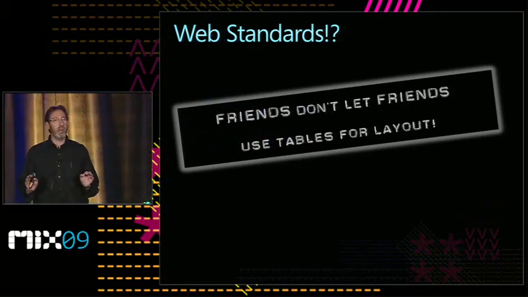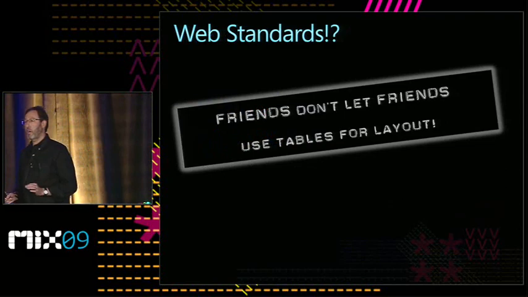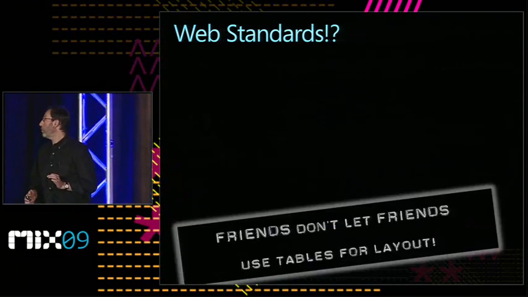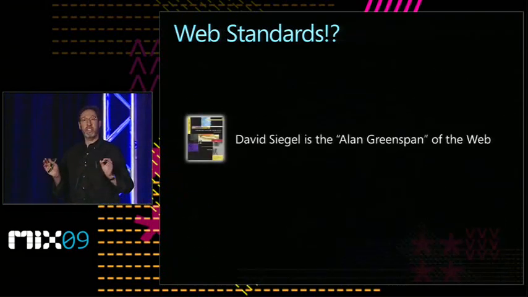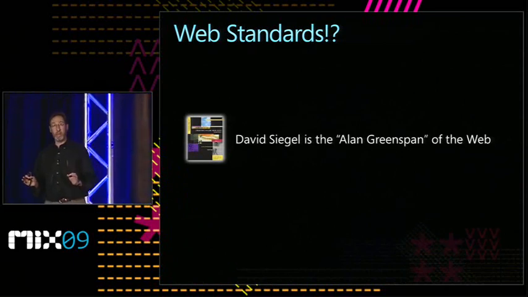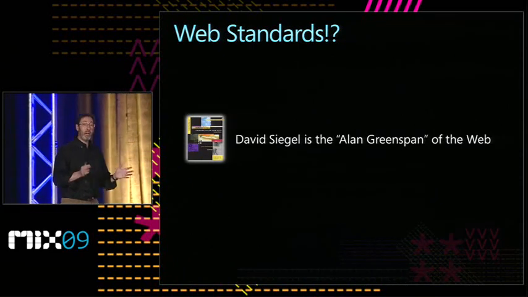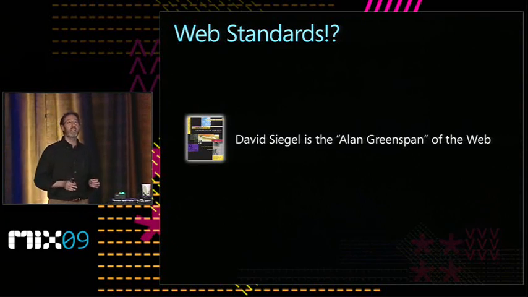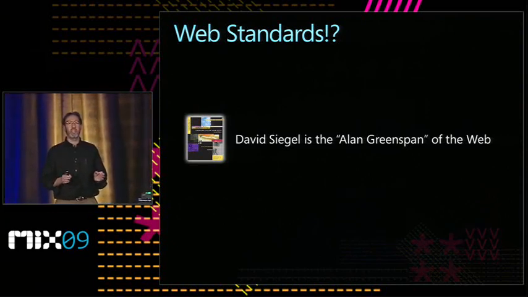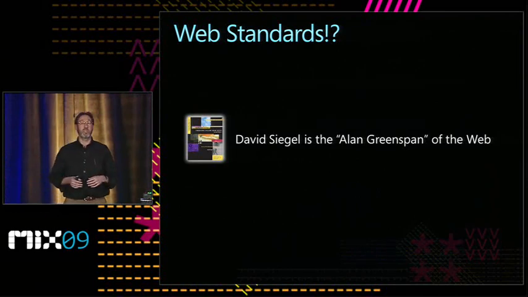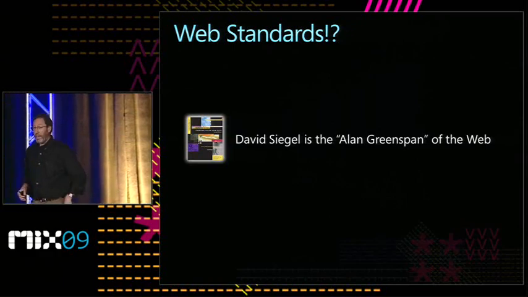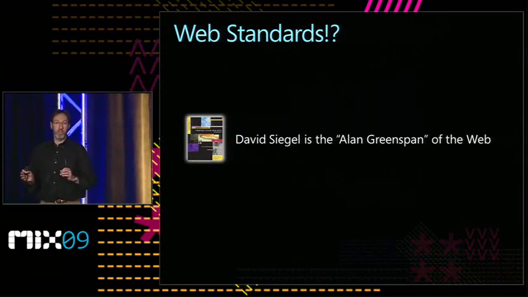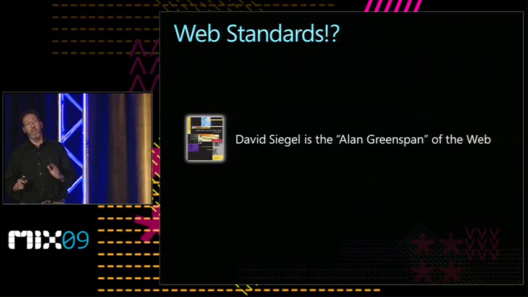So first, let's talk a little bit about web standards technology. And I wanted to start this out by noting that Dave Siegel is the Alan Greenspan of the web. Does anyone know who Dave Siegel is? Okay, so Alan Greenspan, right back in early 2000s, we thought he was a financial genius because he kept interest rates low, which led to all this home buying, et cetera, et cetera. And now financial genius is not the term that is usually applied to him.